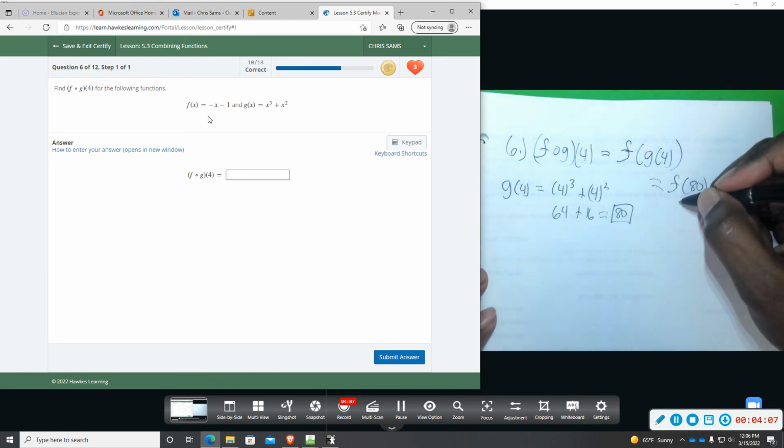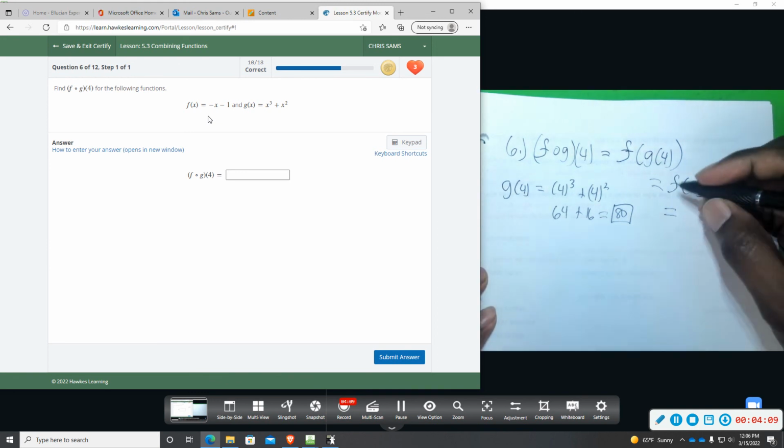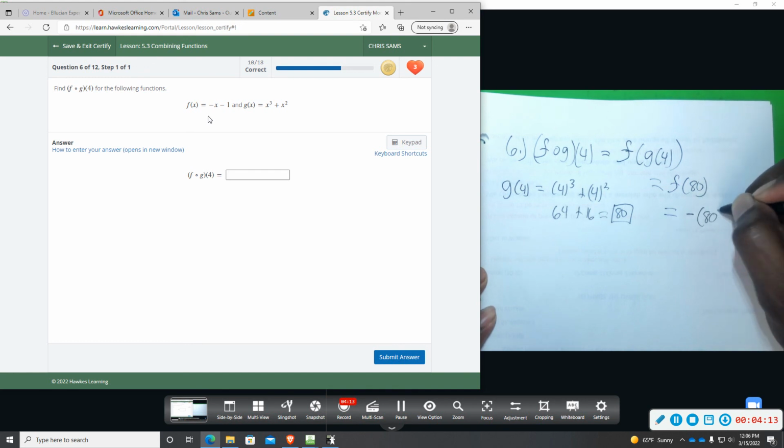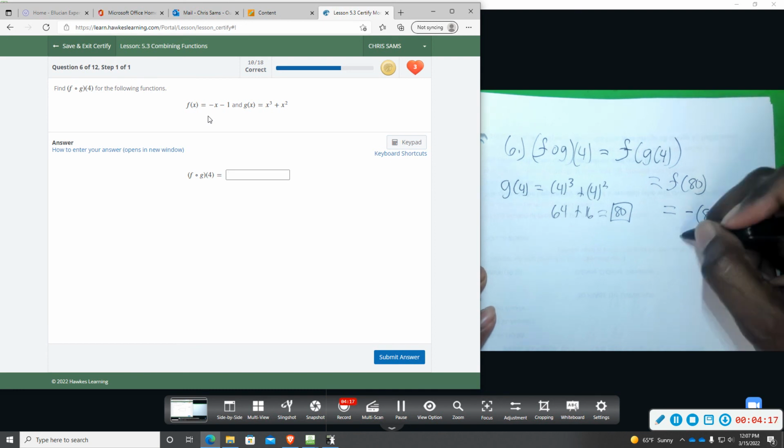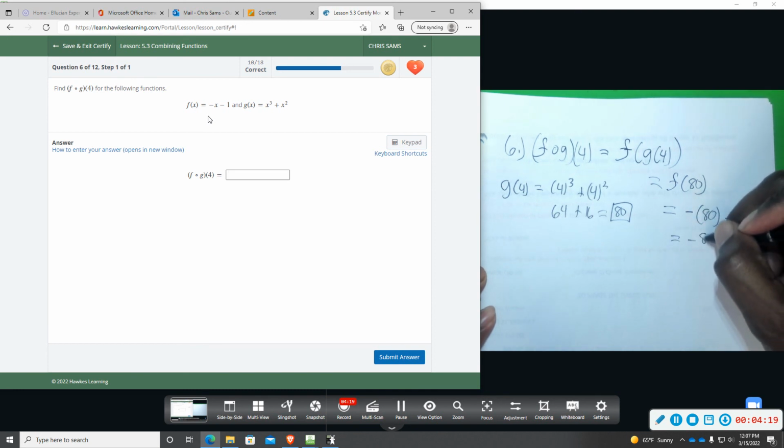So f of 80 is equal to a negative, and then 80, and then minus 1. So that's the f equation. So that's going to give us a negative 81.